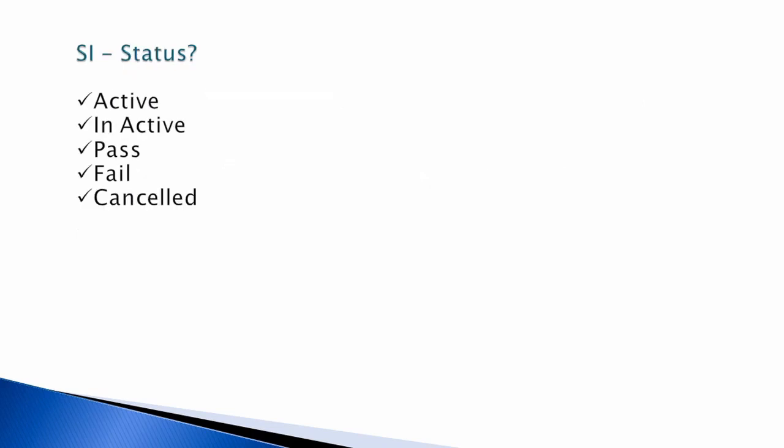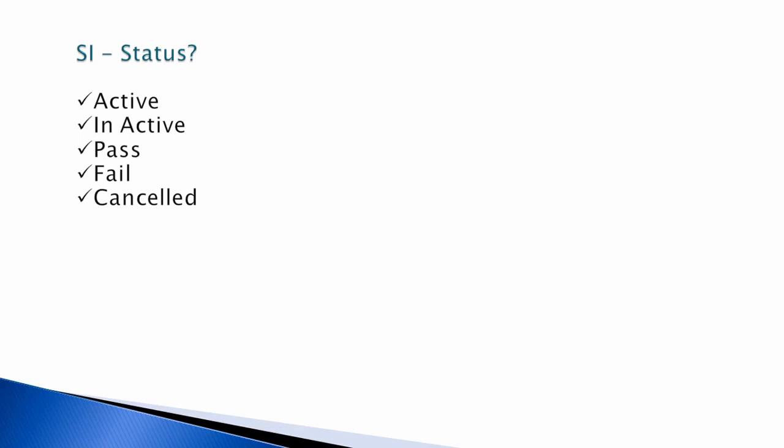What are the statuses available for a standing instruction? One is active. You have given the standing instruction and it is running. It is active. Inactive: you have given it for 1 year, every month a standing instruction. After 1 year it will become inactive.